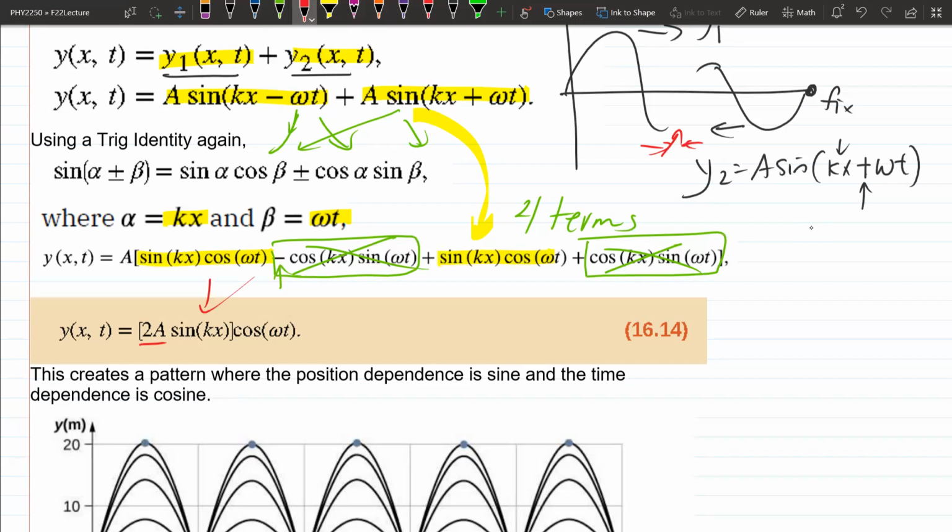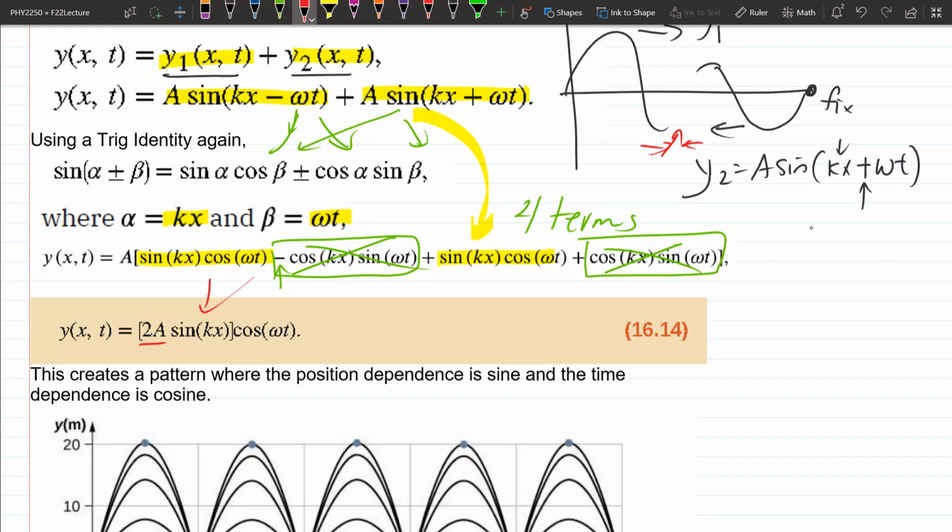In this way, now the position dependence, remember, x is the position, right? How it depends on position, it's only a sine function. The part that depends on time is only a cosine function. You're no longer mixing the 2 trig functions together.